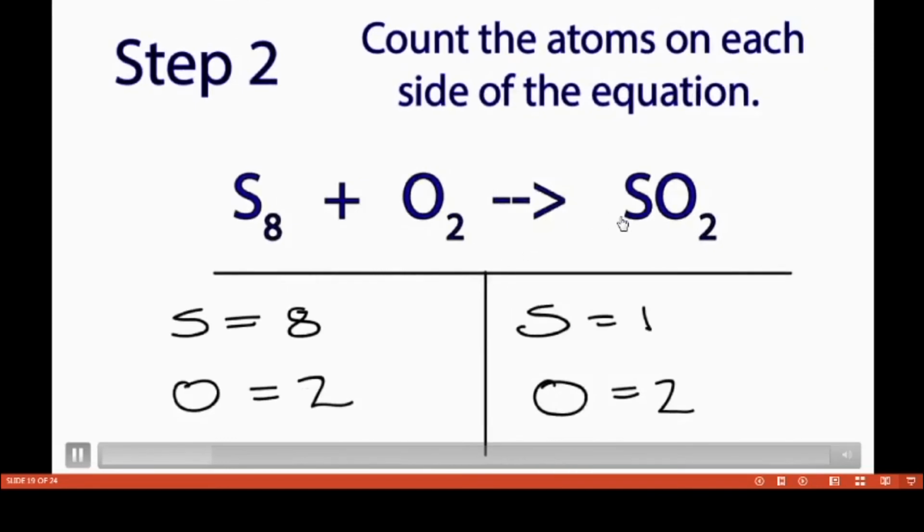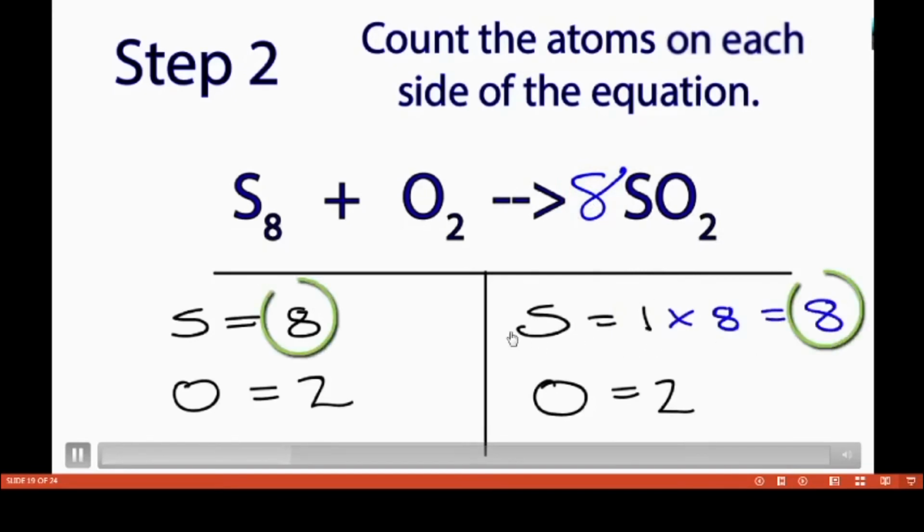Now I add the coefficient 8 to sulfur, so we get S8. Here there is only 1 sulfur, now I add 8 here. That means oxygen changes too: 8 2s are 16, and 1 8s are 8. Now the sulfur is balanced.